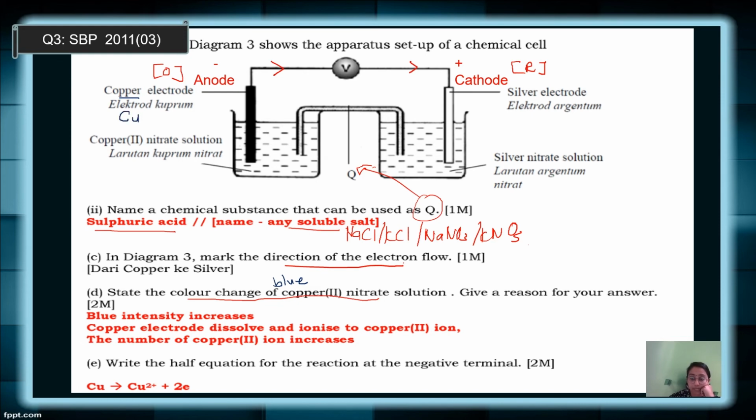Why? You must give a reason. Because copper electrode ionizes, or you can say dissolve and ionizes to form copper 2 ions. So the number of copper 2 ions increases, or you can say concentration of copper 2 ion increases. And this is the half equation for the negative terminal.